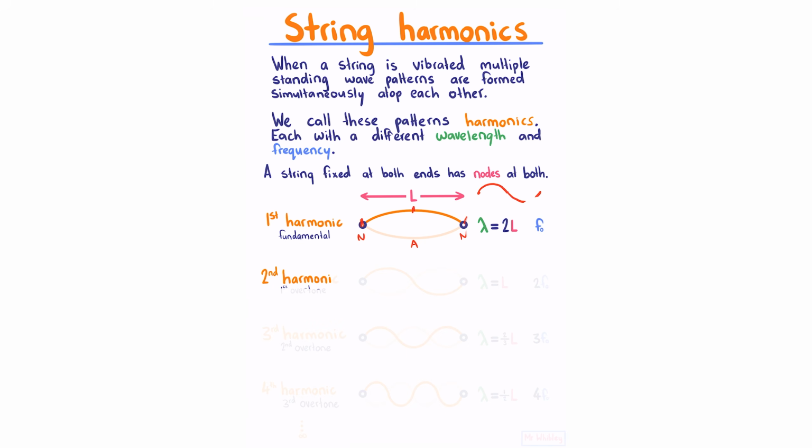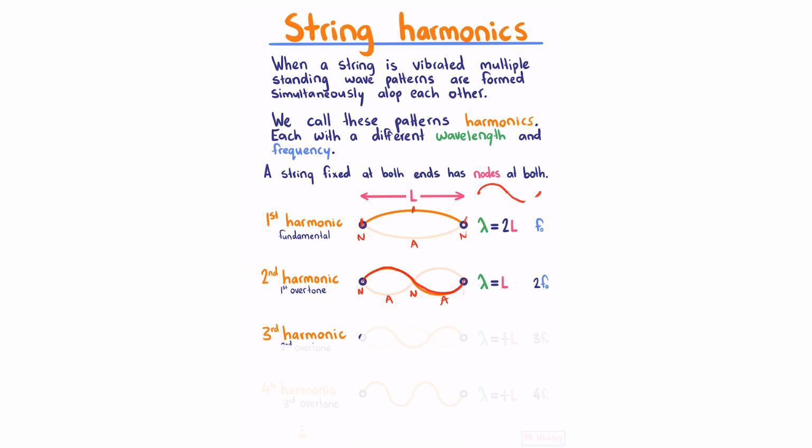Our second harmonic, also called the first overtone, is one step more complicated, with nodes at each end, as well as one right in the middle, and now we have two antinodes. This here is a whole wavelength since it goes up and down and returns to where it started, and so our wavelength is just the length of the string. And the frequency of the second harmonic is 2 times the fundamental.